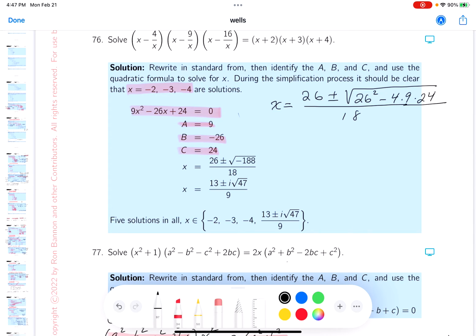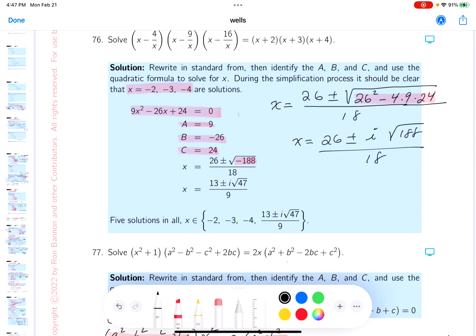All right, kind of a nightmarish number, but I want to point out, I don't mind using calculators. And if you did a calculator on this thing over here, I'm pretty sure you get minus 188. All right, so let me write that down for you. You get x equals 26 plus or minus, now, see, the minus 188, I'll just put down i, and then I get the square root of 188 over 18.